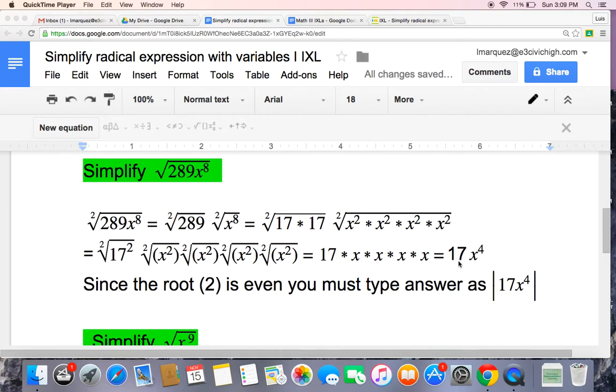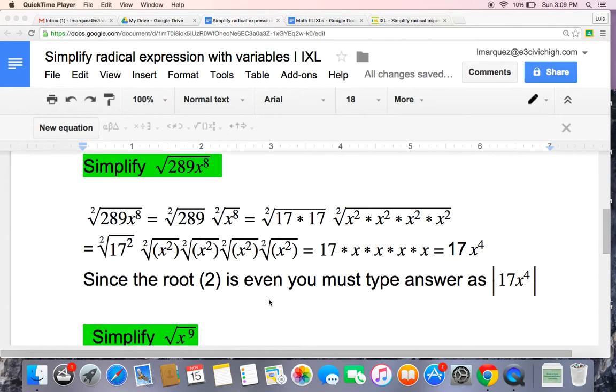and then don't forget my 17. Now, since the root or my index was 2, and that is even, I need to type my answer as the absolute value of 17 times x to the fourth rather than just 17x to the fourth. If my root was, for example, 3, which is an odd number, I don't need to worry about absolute value signs, but I do need to worry about them when I have an even root or index.